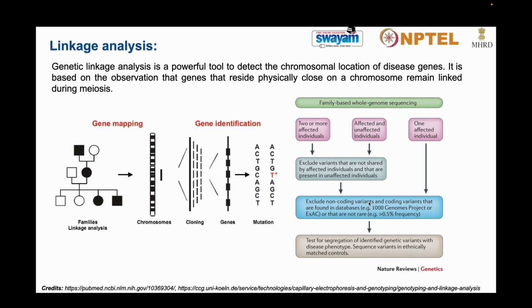So we will be excluding those known coding variants and the coding variants which are not rare and which are found in these databases. Then we test for the segregation of identified genetic variants with the disease phenotype and ultimately the sequence variants in ethnically matched controls. So in this way, we'll be getting the information of the mutation that has happened and that has finally led to the disease.